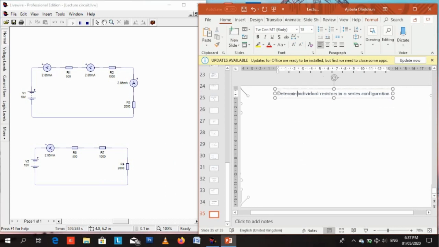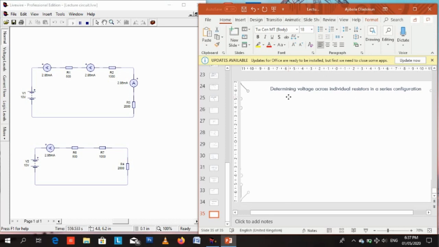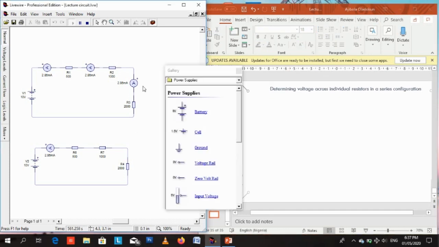So let's go to determination of voltage across resistors connected in series. So we've determined that the current through the individual resistors, when those resistors are connected in series, is the same. Now what about the voltage? Is the voltage the same for series resistors?